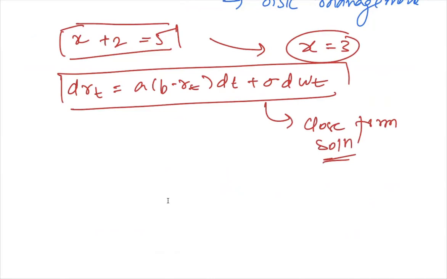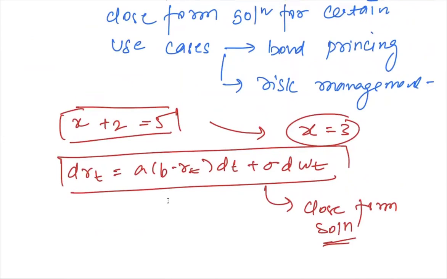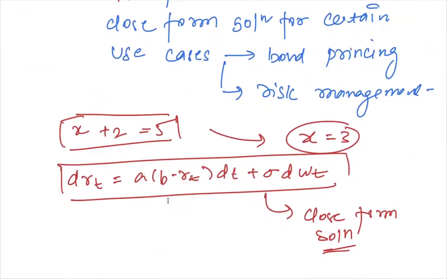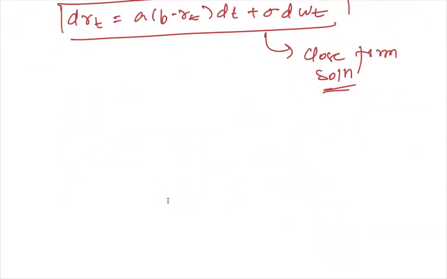But let's not go there, because let's just understand that a stochastic interest rate model like Vasicek has a lot of use cases, and one of the use cases is bond pricing, and it is also used a lot for risk management purposes. So these were the strengths. Now let's look at the limitations of this model.